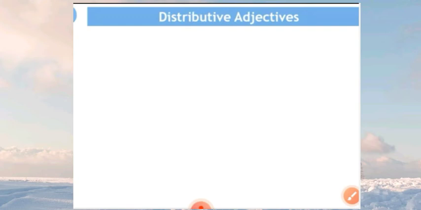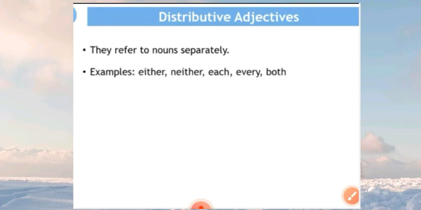Moving on to the next adjective type, which is the distributive adjective. Now these adjectives refer to nouns separately. So you have words like either, neither, each, every, both, etc., which are all examples of distributive adjectives. And let's take a look at some example sentences as well.